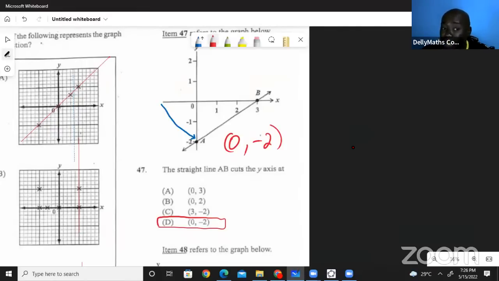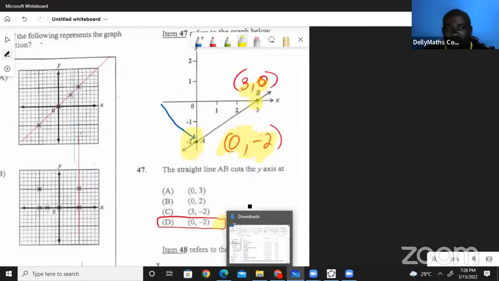So it touched the x-axis. Let me clear this up. It crosses the x-axis at 3, 0, and it crosses the y-axis at 0, -2. And that is why we are in class. We want to make those errors now. This is where it crossed the x-axis, 3, 0, and it crossed the y-axis right there, which is 0, -2, which is D. So be careful, guys, when you're picking up those answers.